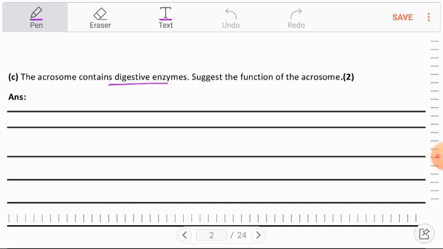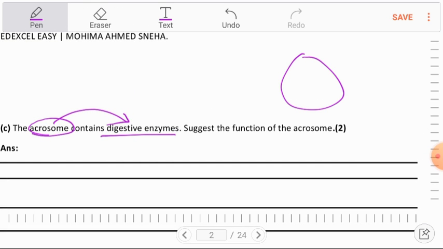The acrosome contains digestive enzymes. Suggest the function of the acrosome. It is already stated that the acrosome has digestive enzymes in it, which means that whenever the sperm reaches the egg cell, we already know that the egg cell is covered by its own cell membrane. There is also a zona pellucida membrane, and the sperm cell needs to penetrate the membrane in order to transfer the male chromosomes inside the egg cell so that the two nuclei can fuse together and form an embryo, right? So a zygote. So in order to get through the membrane of the egg cell, some enzymes are needed, and these are the digestive enzymes inside the acrosome. These digestive enzymes digest the cell membrane of the egg cell in order to transfer the male nucleus inside the egg cell for fertilization to occur.